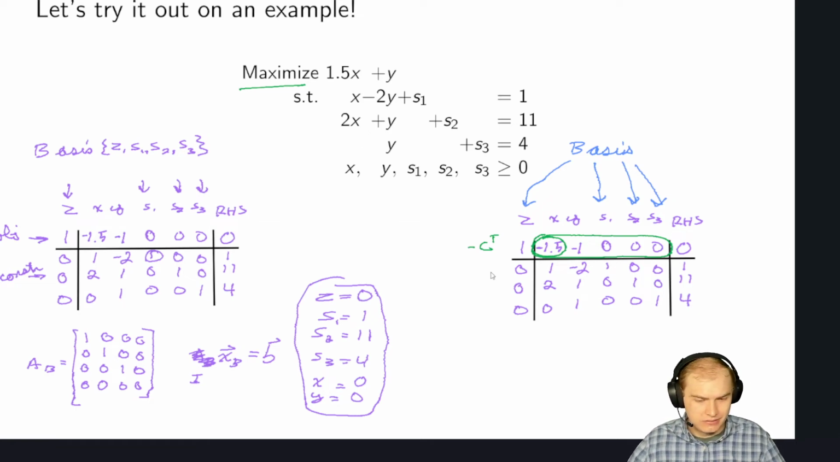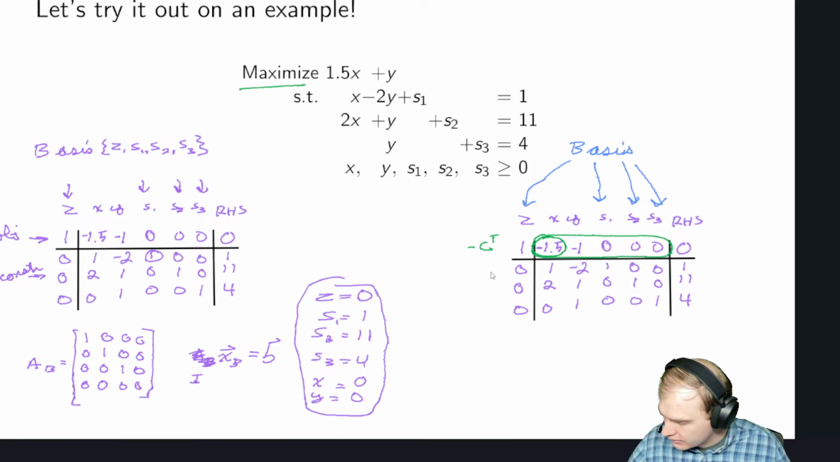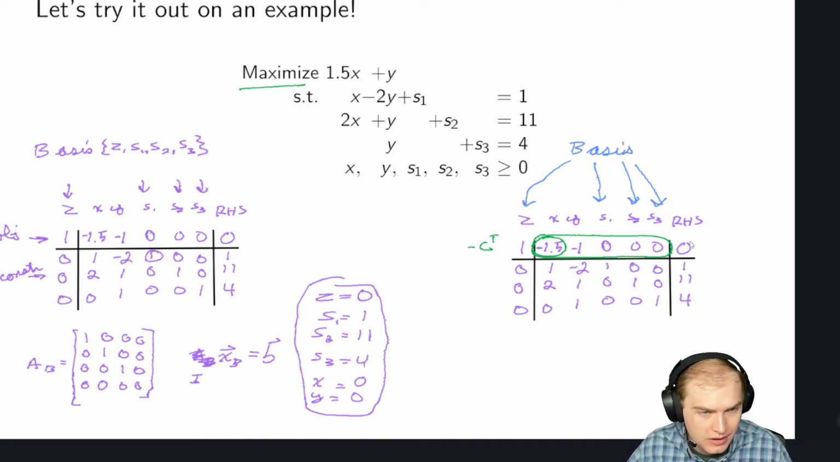But what does it give us? Well, it gives us our right-hand side in a positive format, which is important.